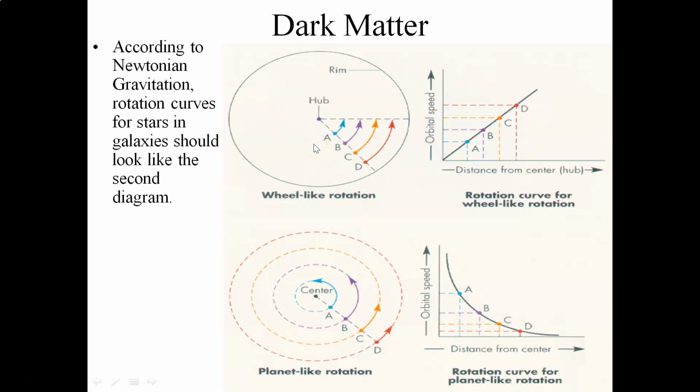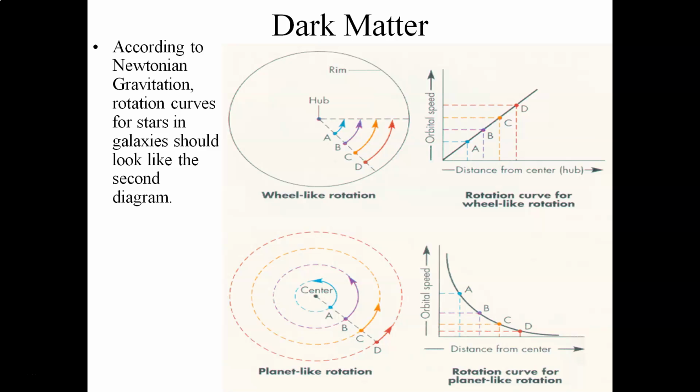Here at the top, however, for example, if a galaxy behaved like a phonograph record and was kind of like a solid object, then we would find for stars A, B, C, and D that we would plot a graph like so, describing their orbital speed as a function of distance from the center. This right here, however, the second portion of this graph, is what is expected based upon Newtonian gravitation.